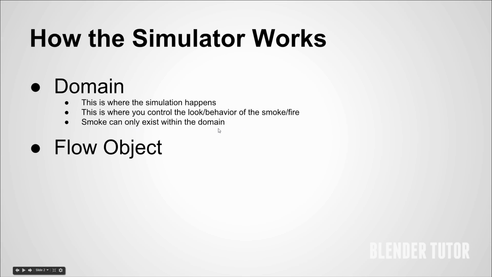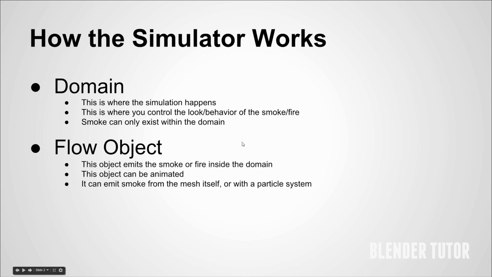Okay, so the next most important object that you need to create smoke is a flow object. And this is the object that emits the smoke or fire within the domain. It could be animated. So say you have a torch that a character is carrying around, and obviously the torch would be moving around with the character, so you could have fire and smoke emitting off of that torch as long as it's inside of the domain object. And the last little bit of info on the flow object is that it can emit smoke from the mesh itself, or you can add a particle system, and smoke and fire can be emitted off of the particles coming off of the flow object.